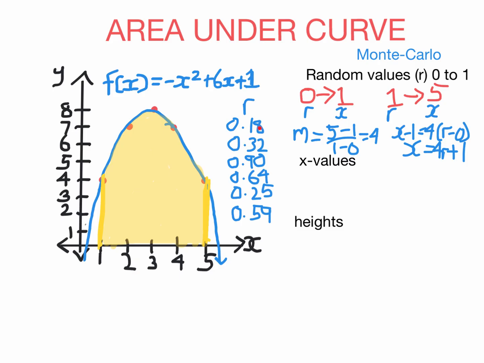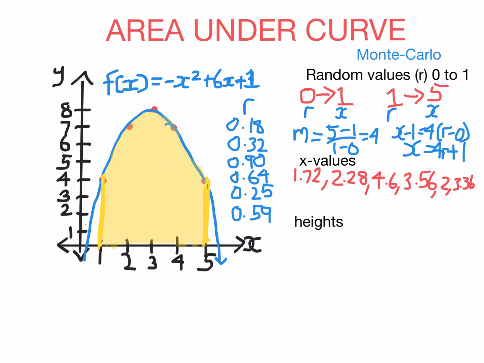The first value is 0.18. Times it by 4, 0.72. You add 1 and then you get 1.72. Same for the second. Times it by 4, add 1, I get 2.28, and I'll do that for the rest of the r values. So these are just random values along this line.